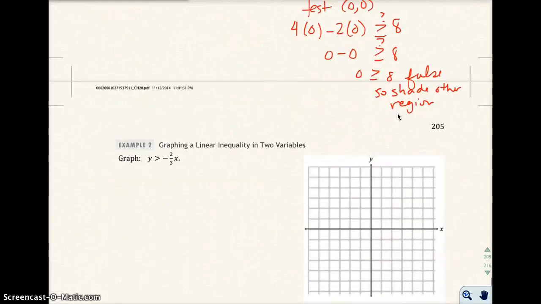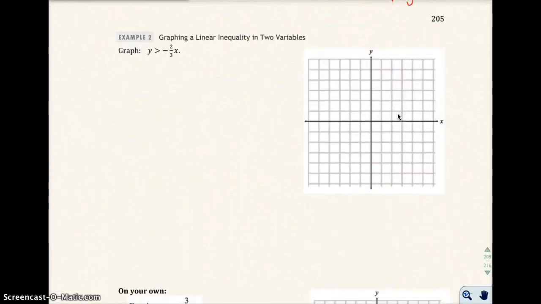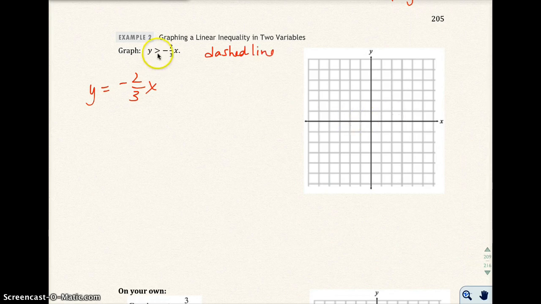Okay, for example 2, I want to graph the linear inequality in 2 variables. Again, I'm going to do the same thing here. I'm going to go ahead and graph this y equals -2/3 x. Before I go ahead and make my line, this is going to be a dashed line, because I know that I don't have the equal sign here, so I want to make sure I don't include that line as part of my inequality.